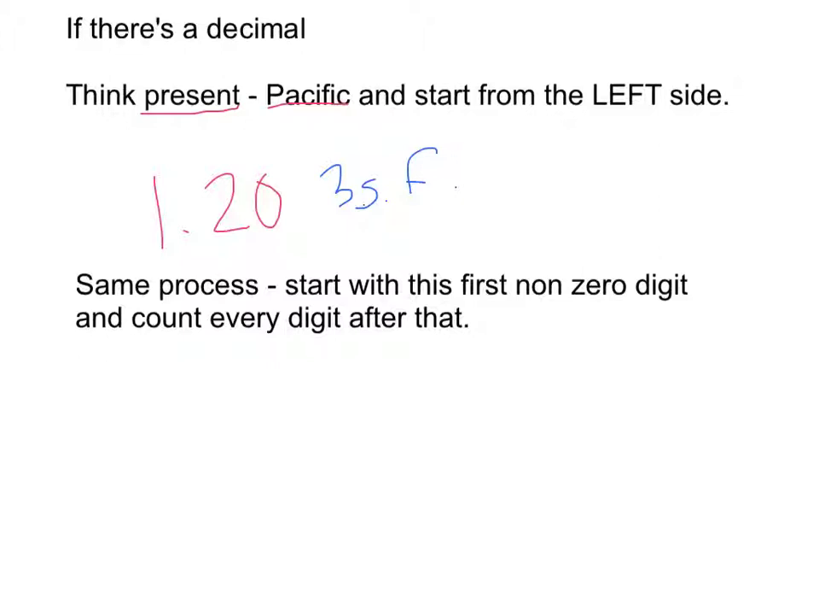Let's say we had a number like 0.0079. The decimal point is present here, so we're going to start on the Pacific side. Start with the first non-zero digit, so we'll skip these zeros. 1, 2. 0.0079 has only 2 sig figs.